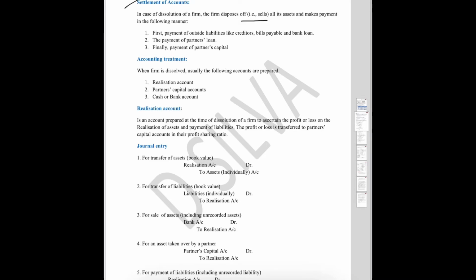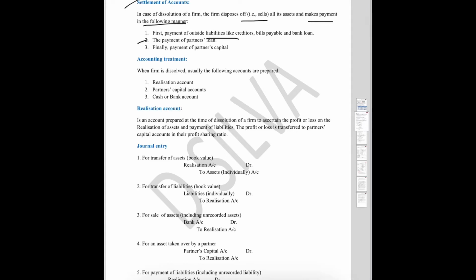So, first and foremost, what does the settlement of accounts mean? That is, you need to sell your assets and you need to make payments in the following manner. So, when you sell your assets, you have money in hand. First and foremost, you need to pay all the outside liabilities like payment towards bank loan, creditors, bills payable, and so on.